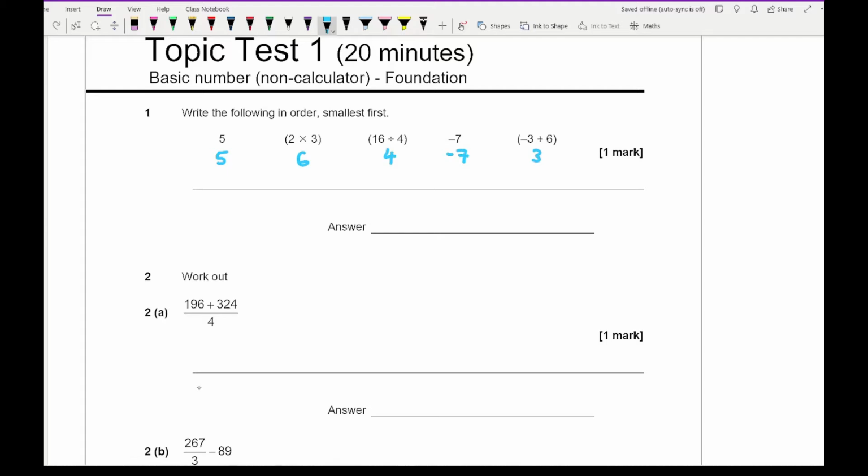And then we want to write these 5 numbers with the smallest number first. So our smallest number is minus 7. I'm just going to tick that off. I can tick the ones that I've done off. The next smallest is 3. Then 4. Then 5, and then 6. It's worth just double checking to make sure you have written all 5 numbers down.